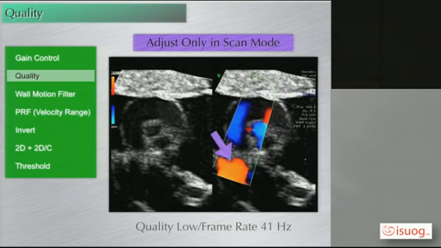In this image, the quality setting is low with a frame rate of 41. Notice how the color bleeds over the grayscale image. In this example, the color does not discriminate between the 2 umbilical arteries.